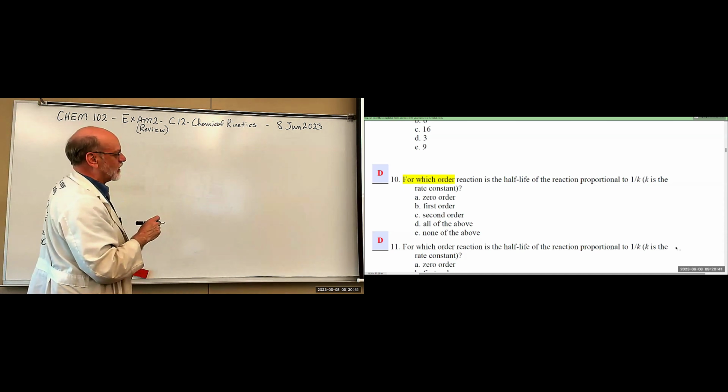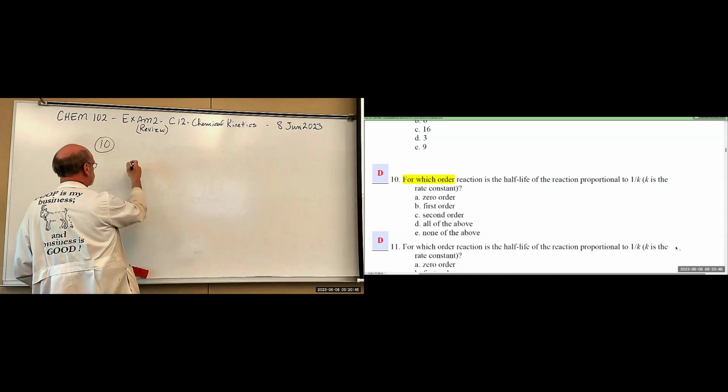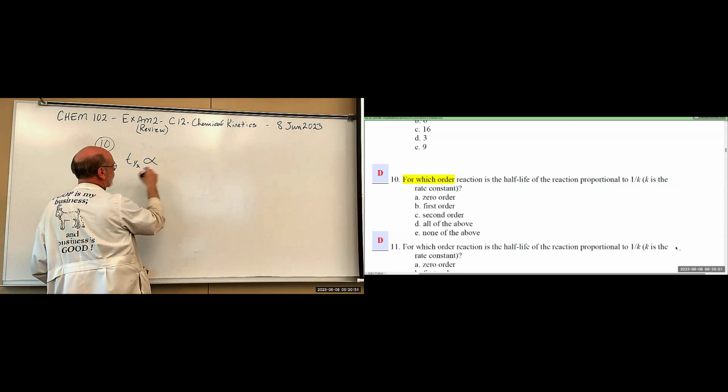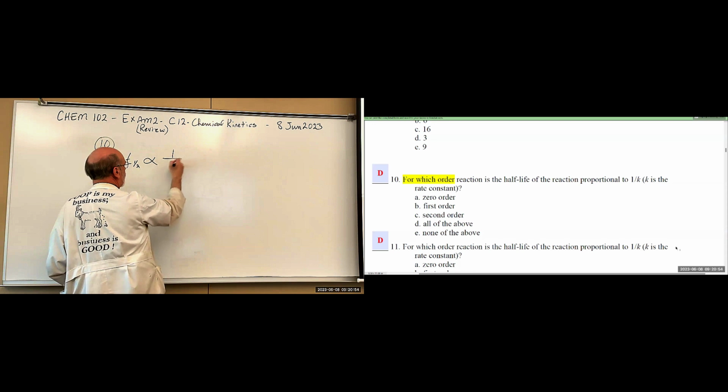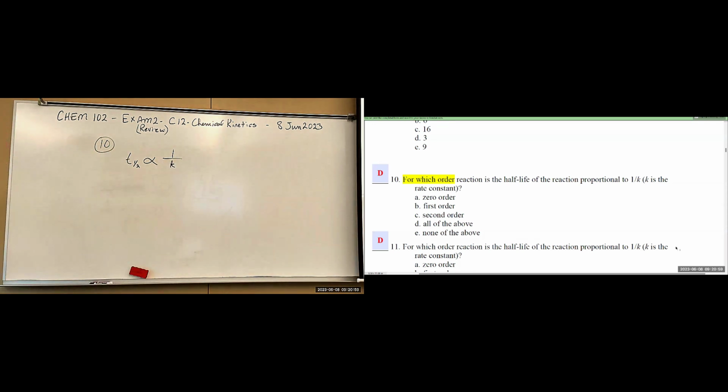For which order reaction is the half-life of the reactant proportional to 1 over k? So for the half-life, we want to see which one is proportional to 1 over k. In your useful information, I've included the half-lives there, so you don't have to memorize them. We're working on this one, the one with the highlights on it.